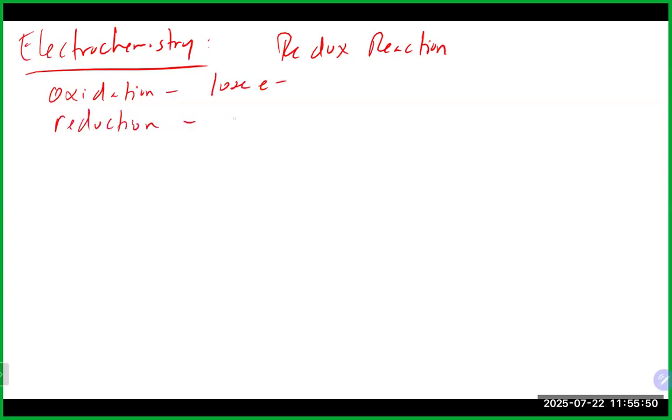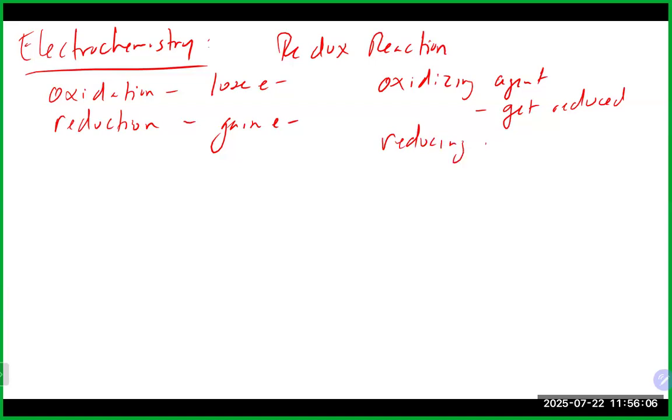So last time we did some review of redox reactions. Again, a reminder: oxidation means that we lose electrons, and reduction gains electrons. We have the oxidizing agent that gets reduced. We also have the reducing agent, the substance that gets oxidized. We talked about balancing redox reactions and also oxidation numbers.